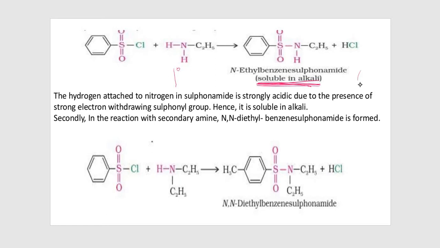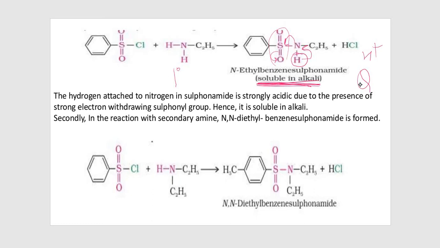Now, the question can be asked, why is this compound soluble in alkali? Because this hydrogen is quite acidic. Now, the next question, why is it acidic? Because of the electron withdrawing nature of this SO2 group. So oxygen pulls the electron from sulfur, sulfur pulls the electron from nitrogen, and nitrogen pulls electron from hydrogen. So at the end, the weakest hydrogen has to leave as H+. And because of this electron withdrawing nature, this H is very acidic, and that's why it is soluble in alkali, because it reacts with base to give salt.